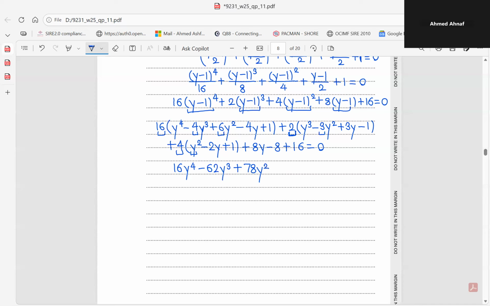Okay, and then for y, we have minus 4. And plus 3. And we have 4 times minus 2y, which is minus 8. And we also have plus 8y, plus 8.